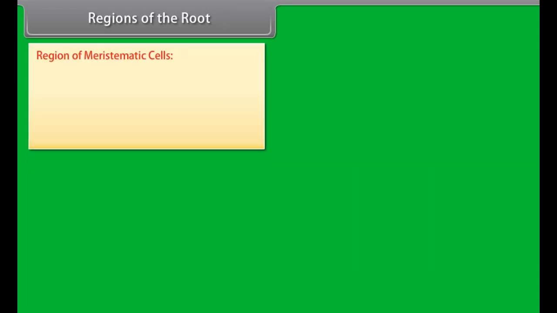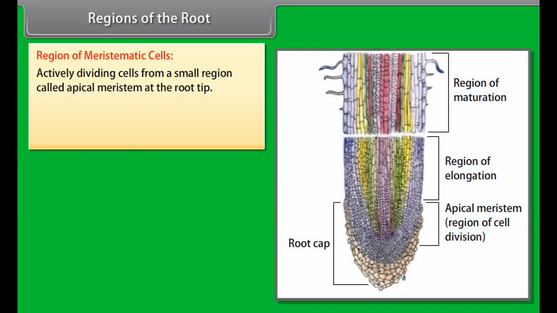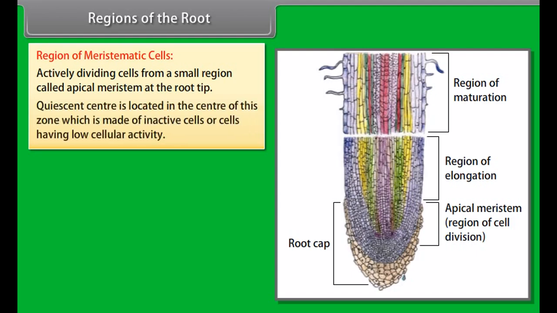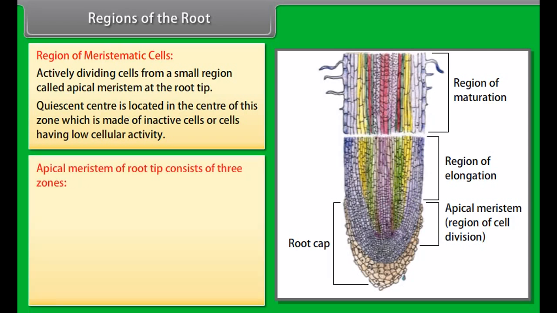Region of meristematic cells. Actively dividing cells form a small region called apical meristem at the root tip. Quiescent center is located in the center of this zone, which is made of inactive cells or cells having low cellular activity. Apical meristem of root tip consists of 3 zones.